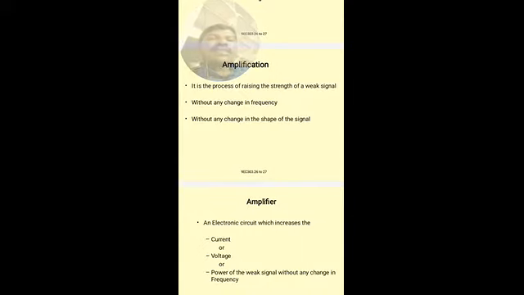So amplification is nothing but raising the strength of the weak signal to the desired level without any change in the frequency and shape of the signal. Raising the amplitude of the weak signal without changing the frequency is known as amplification.